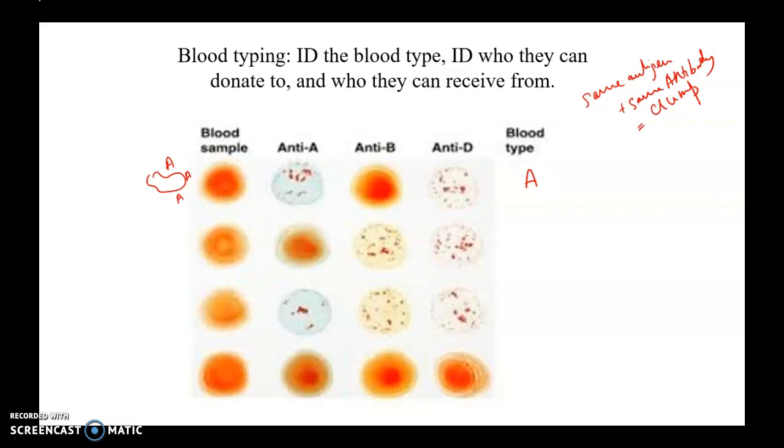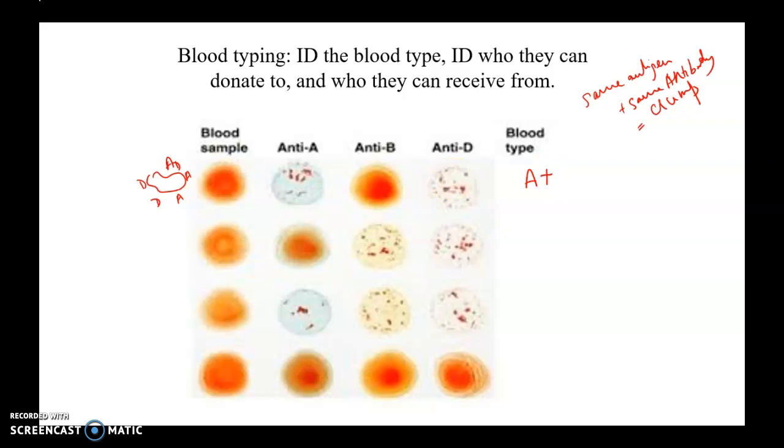Now let's think of the anti-D situation. When you add anti-D antibody, you also see clumping, right? So obviously there has to be D antigen present. That's why the anti-D antibody is reacting with the D antigens to produce a clot. So this person is A positive.